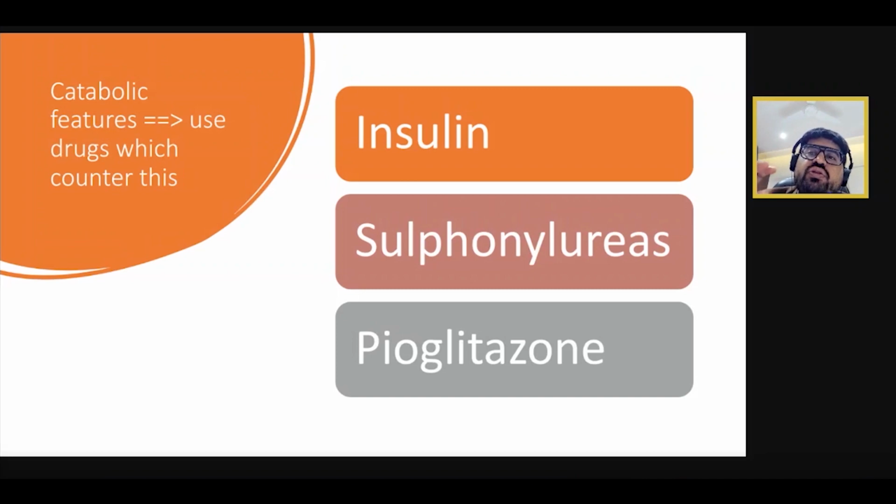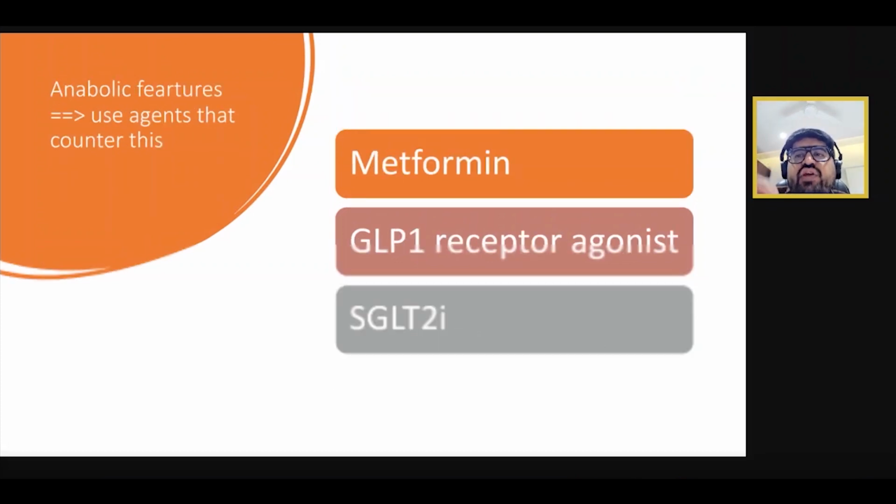So insulin to dena hi hai. Some of these patients later on you can give sulfonylureas if they have some residual beta cell action, and in some cases pioglitazone. But overall, one thing you should definitely give in this patient is insulin. What about patients who have anabolic features?